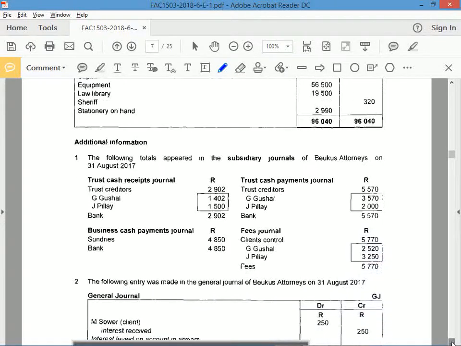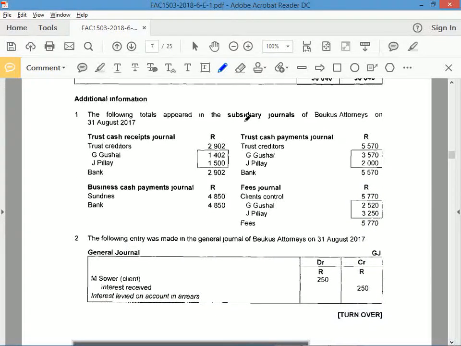The following totals appeared in the subsidiary journals. So journals are given. Obviously, journals would be needed if you had to do a ledger. The accounting cycle is very specific. Transaction, source documents. Source documents are recorded in the journal. The journals are then summarized and taken to the ledger. The ledger is what's used to draw up the trial balance, and then the trial balance can be used to make up financial statements. You guys don't have to do financial statements. Before they did, you don't. So that's out of your syllabus.